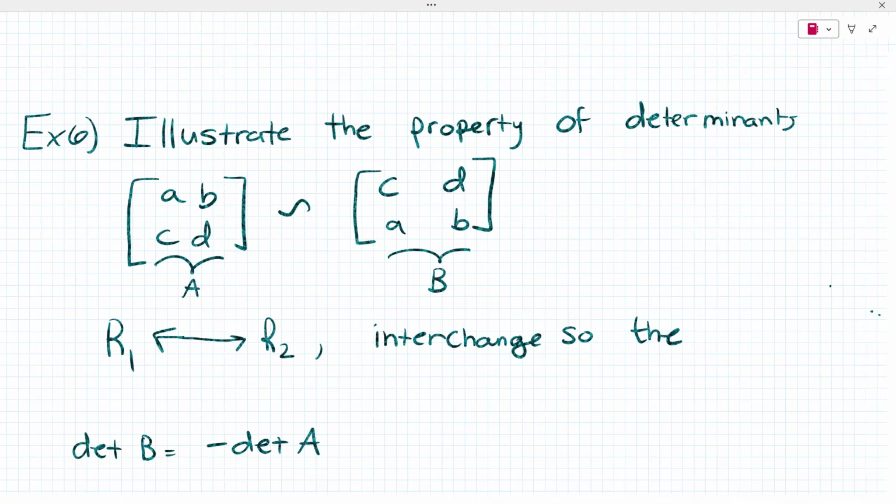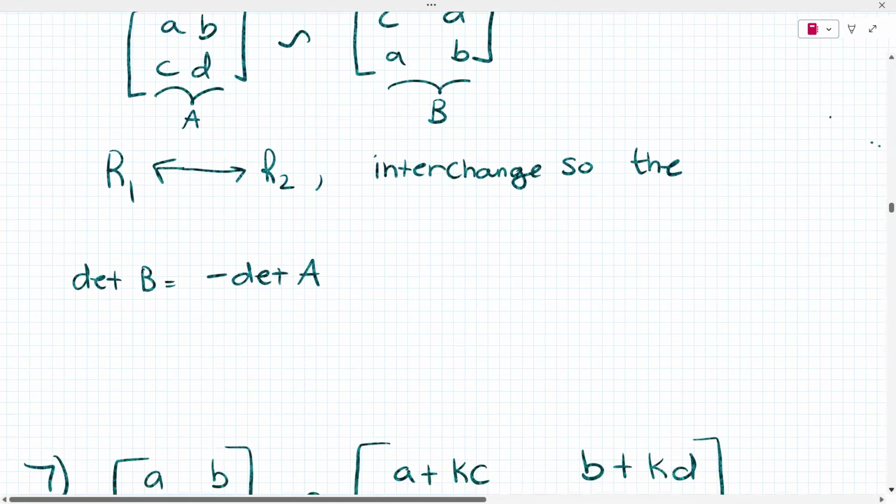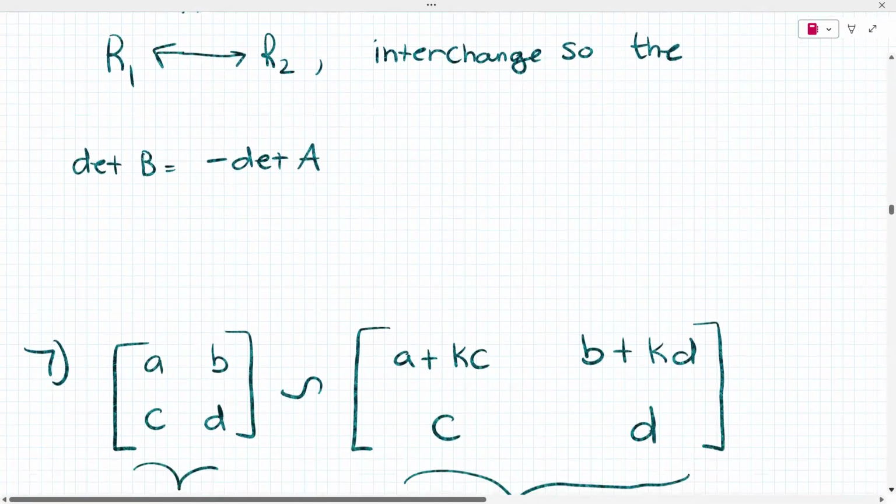So what does that mean? According to the rule, if you switch rows, determinant B is equal to the negative of determinant A, right? So this is just rules. It will be helpful when we do the examples.